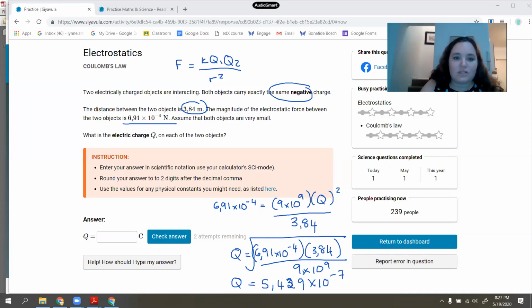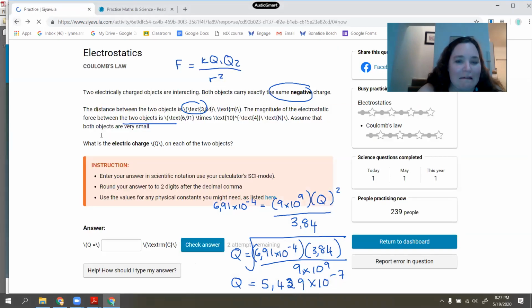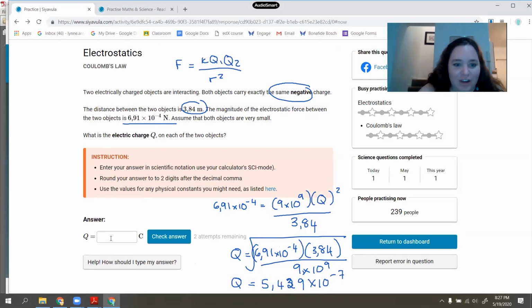It says, enter your answer in scientific notation, use your calculator's pi mode, round your answer to two digits after the decimal, and any values for physical constants you need are listed here. Now, the reason they've done this is if people use slightly different constants, it doesn't work. Oh, I didn't want to do that. Okay, so that's all of their constants. Let's quickly see if I can go back. Yay. All right, so I got my answer here.